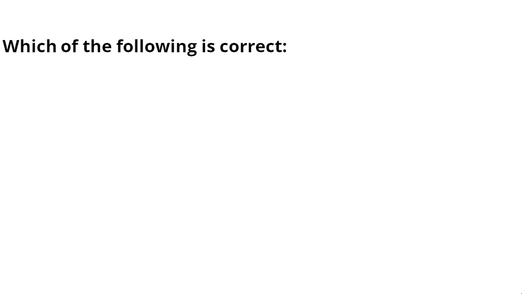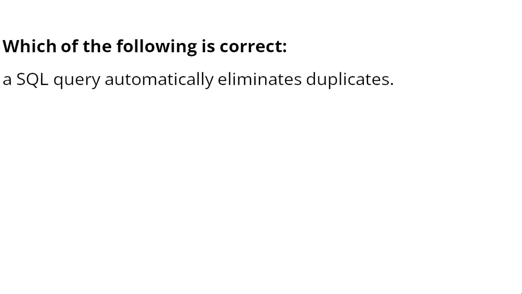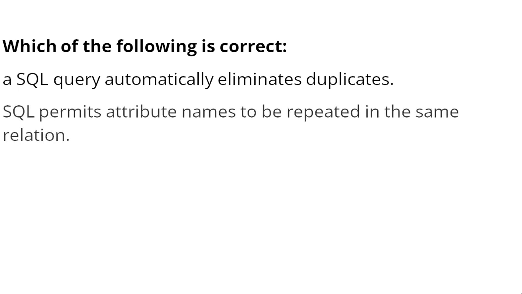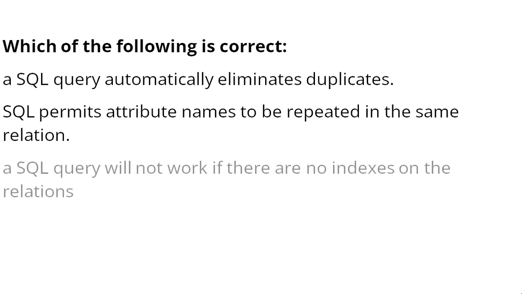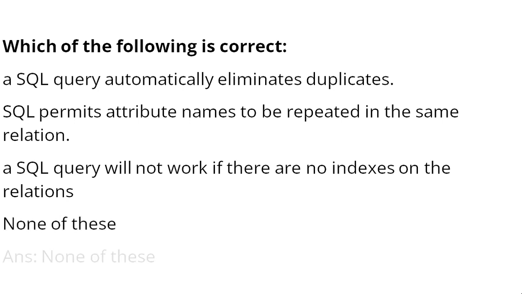Which of the following is correct? A SQL query automatically eliminates duplicates. SQL permits attribute name to be repeated in the same relation. A SQL query will not work if there are no indexes on the relations, or none of these. And the correct option is none of these.